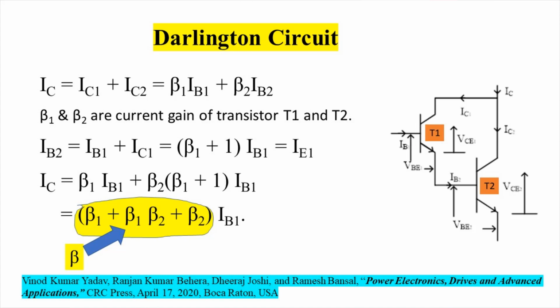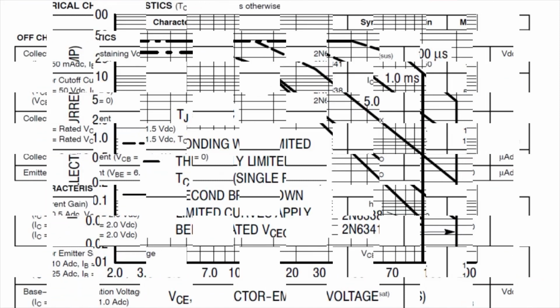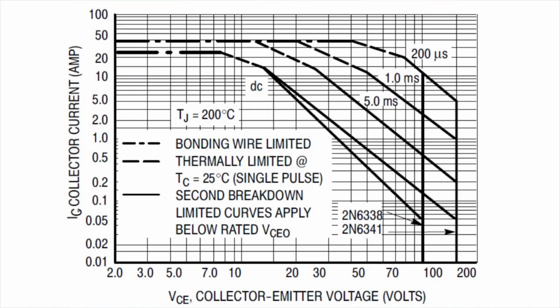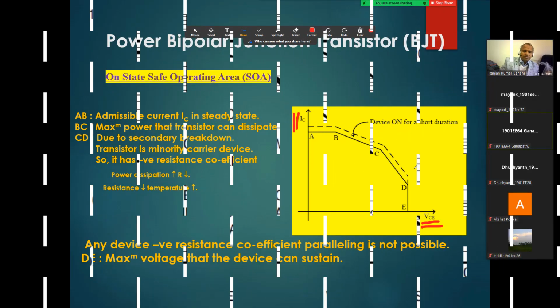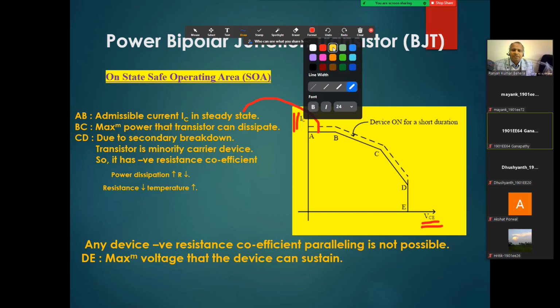Any data sheet you find gives this data, and this is called the safe operating area. Safe operating area means you must operate your device within this range. So what is AB? AB is the maximum current, the maximum admissible current.